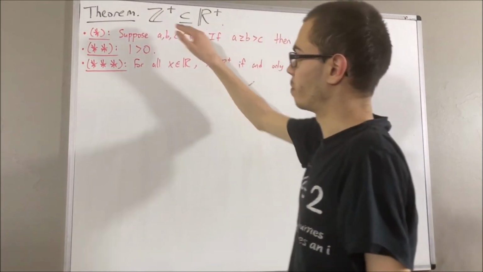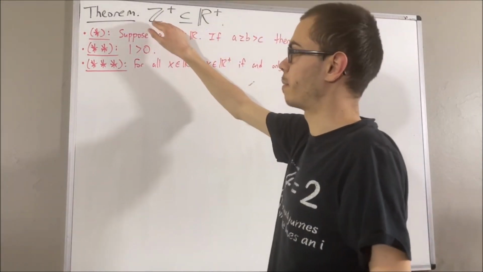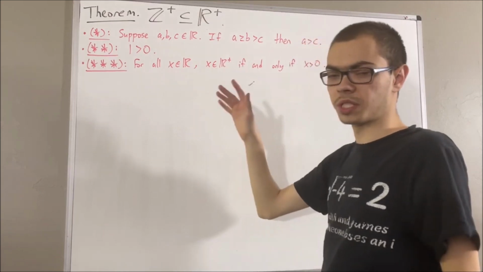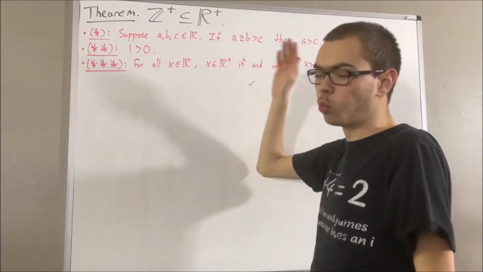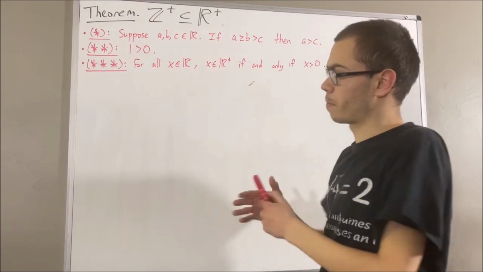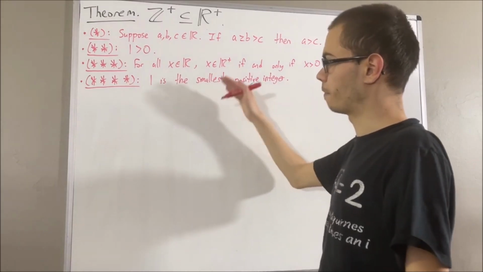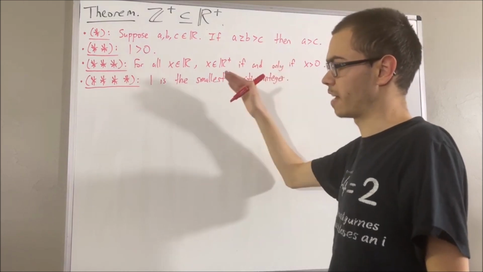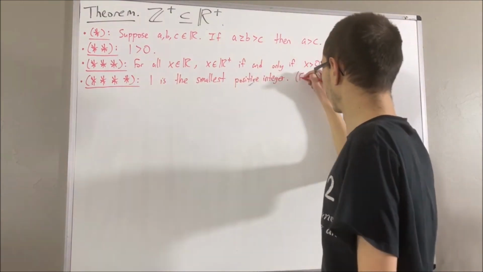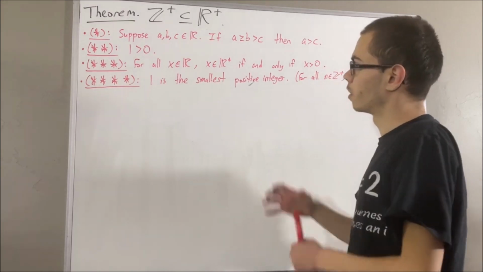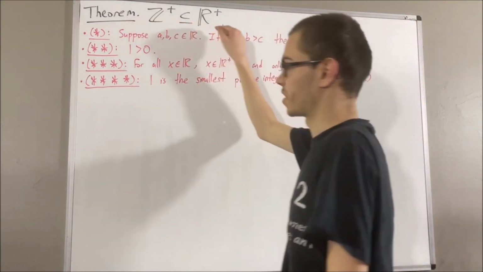Now, in regards to the positive integers, we have defined the positive integers as a subset of the real numbers, and we have proven that 1 is the smallest positive integer. In other words, we have proven for all positive integers n, we have n is greater than or equal to 1. Okay, so now let's get into proving this theorem.